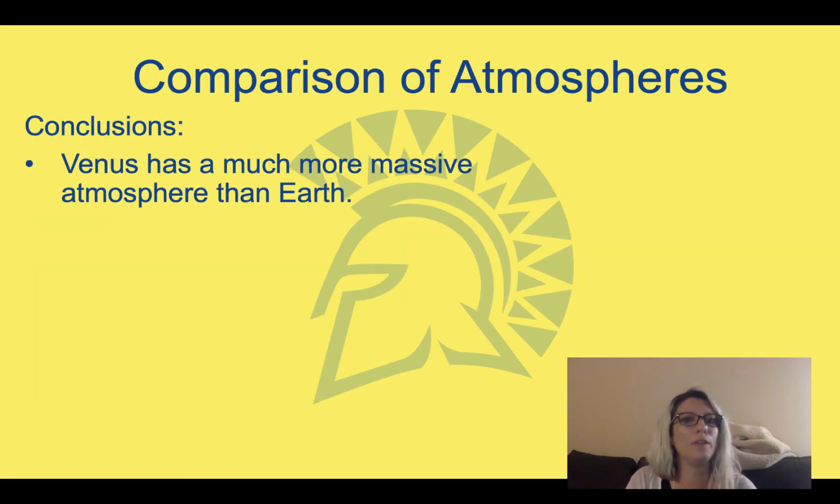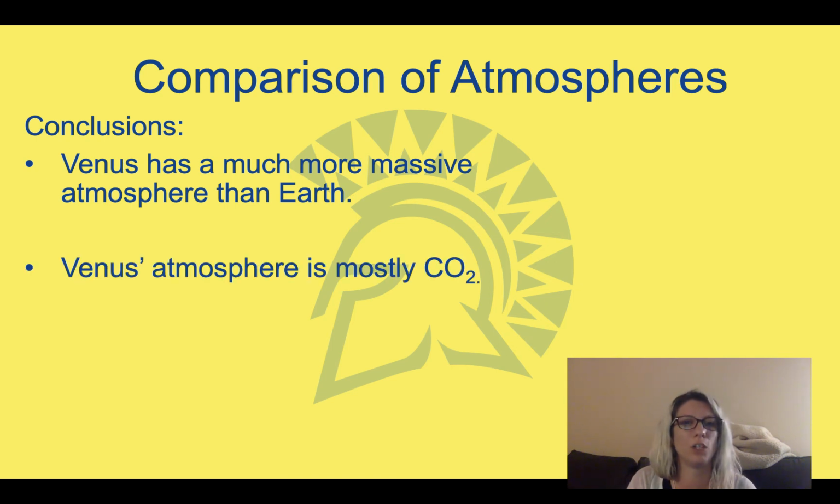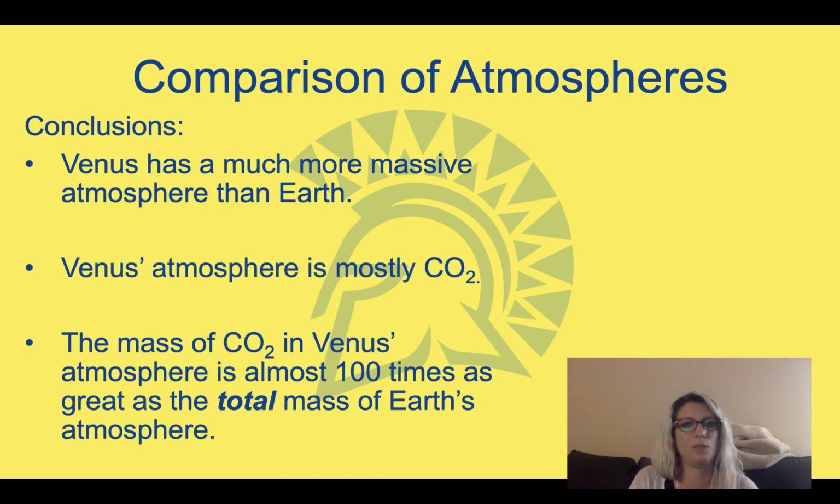So we can conclude that Venus has a much more massive atmosphere than Earth, and that is mainly CO2. The mass of CO2 in Venus's atmosphere is almost 100 times as great as the total mass of Earth's atmosphere. Okay, so that's crazy to really think about. There's 100 times more CO2 in Venus's atmosphere than the total mass of our atmosphere.